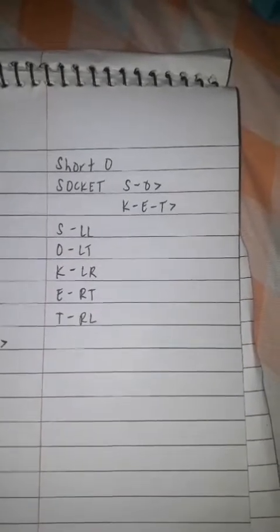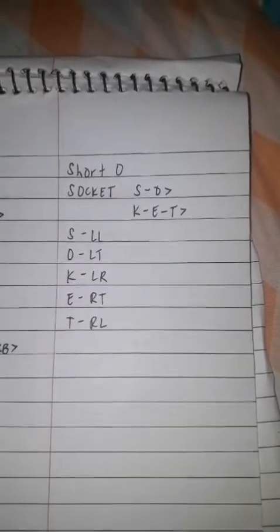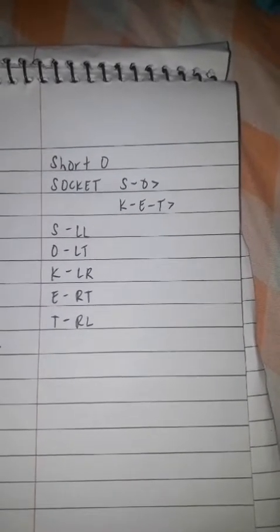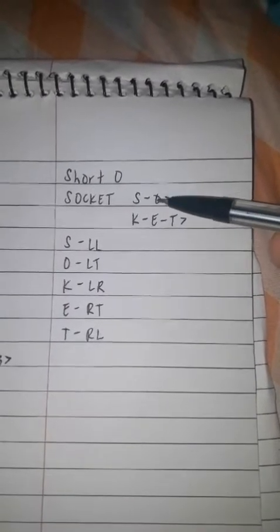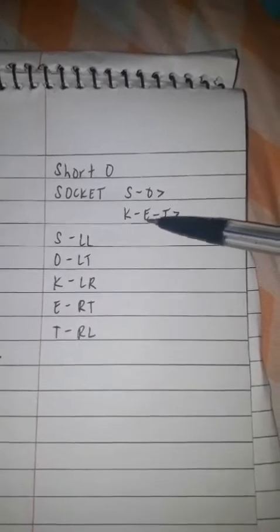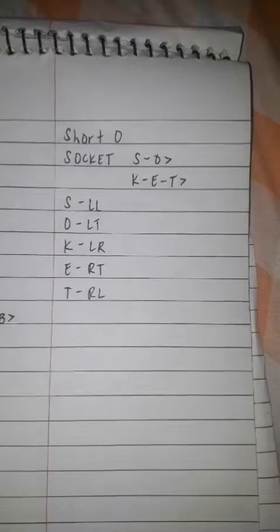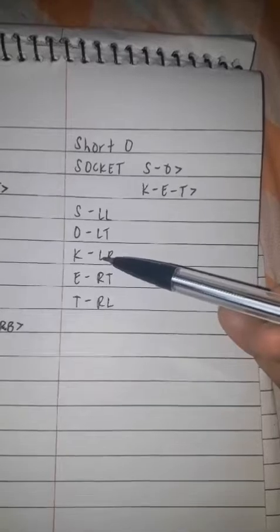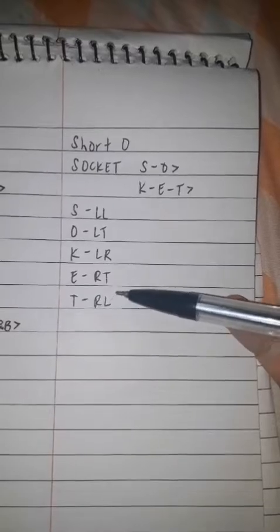Let's proceed to the short vowel O. The example here is socket. You will notice that I released twice because it has two syllables. The initials are S, then vowel O, release, and then K, initials K, vowel E, ending T, then release. The assigned fingers for this are: S for left little, O for left thumb, K for left ring, E for right thumb, and T for right little.